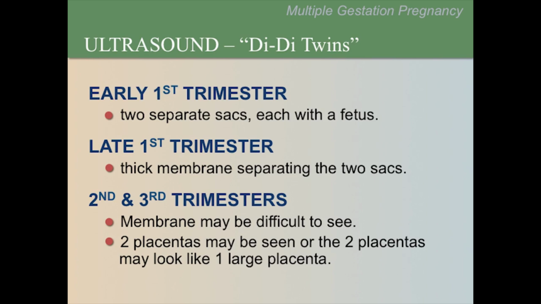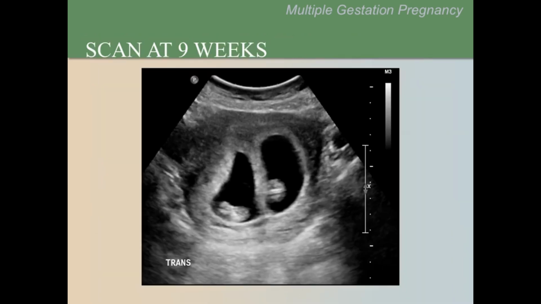Later in the first trimester, you will see a thick membrane between the two sacs. This membrane may be difficult to see later in pregnancy. You may see two placentas, or the two placentas may look like one very large placenta in the second and third trimesters. This is a typical ultrasound image of a dichorionic, diamniotic, or di-di twin pregnancy.